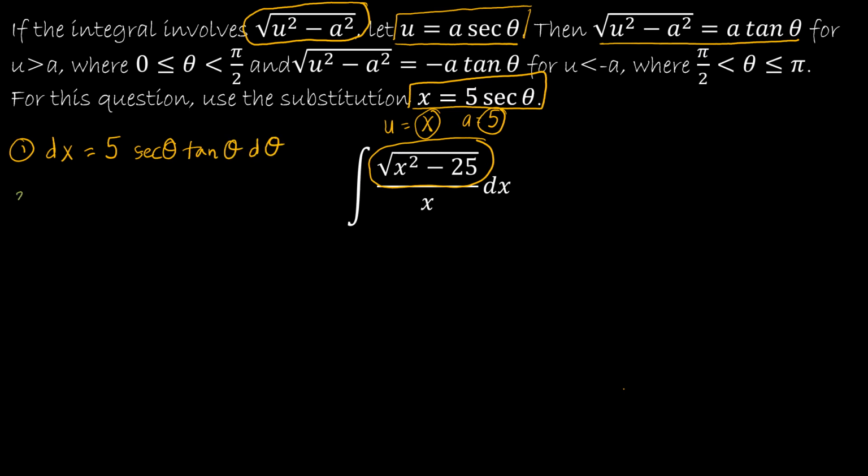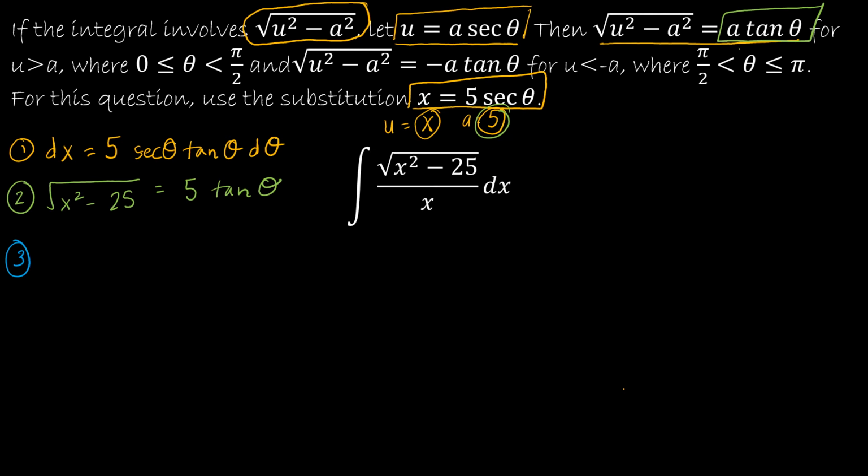That's step 1. Step 2 is to simplify your radical. And when I simplify my radical, I can do all of the work like I did last time, or I can just take the easy way out, which is what I'm going to choose to do this time. This tells me that the root of x squared minus 25, without doing all of the work I did last time, is a tangent theta. So a is 5, so that's 5 tangent theta. I'm not even going to do all of the work, I'm just going to use the pattern. Step 3 is to rewrite my integral in terms of theta.